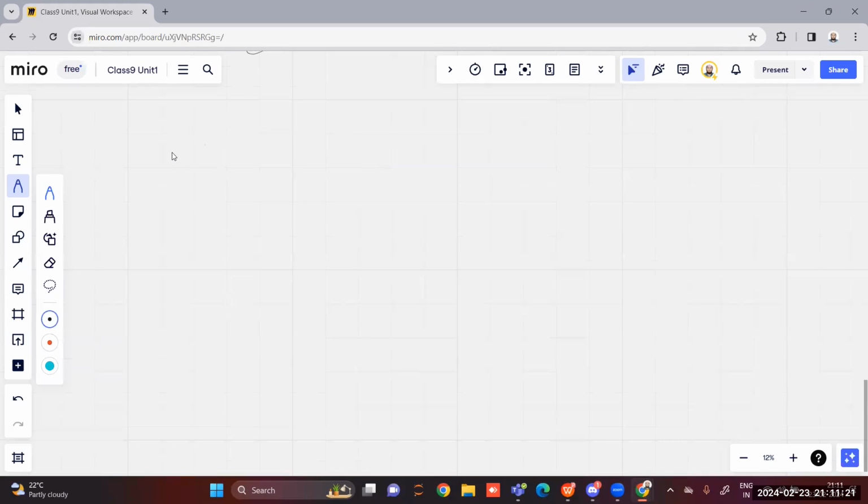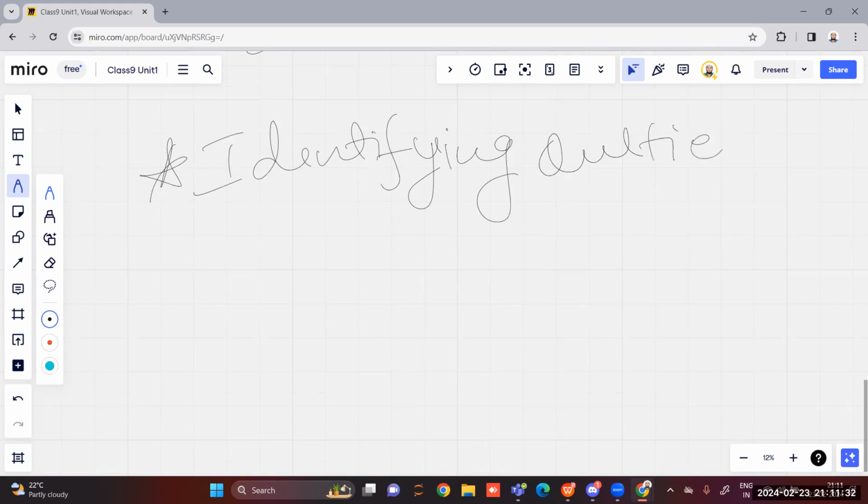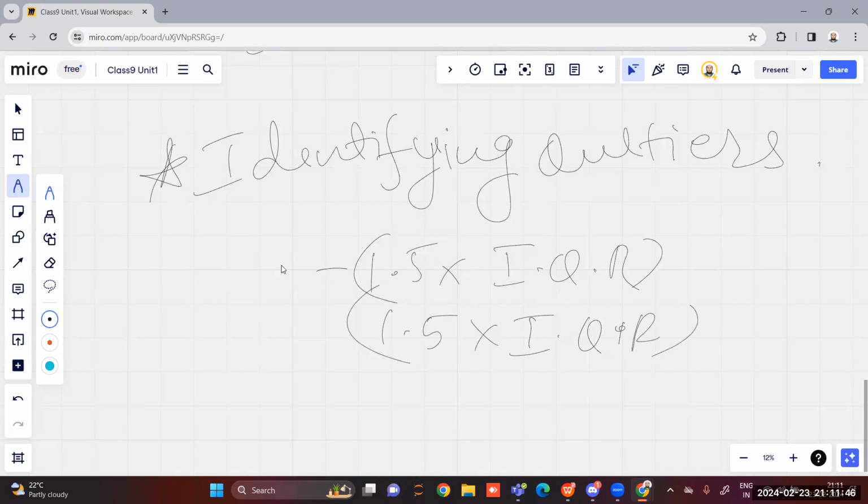What we do next is, we multiply the IQR by 1.5. Then we subtract this quantity from Q1, and add this quantity to Q3. So we get the lower bound and here we get the upper bound.